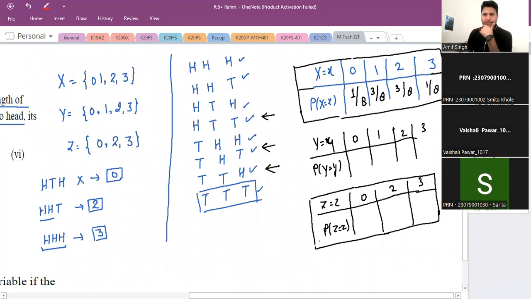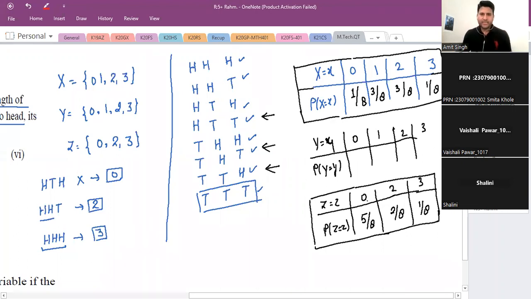Yes, anyone who got the values for this Z random variable, probability values? 5 by 8, 2 by 8, and 1 by 8. For 0, it's 5 by 8. For 2, how much is it? 2 by 8. And then finally, it is 1 by 8. So those who have done can match it.